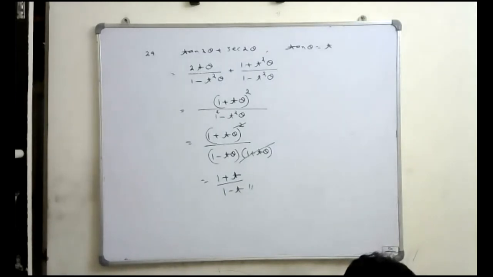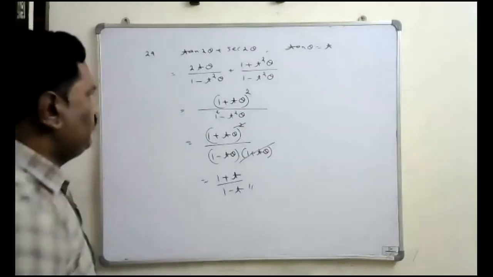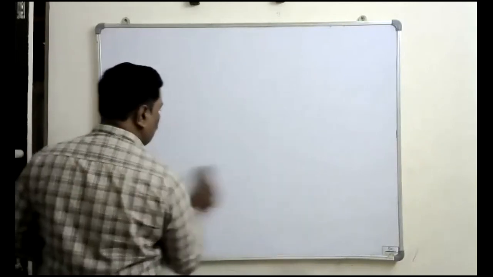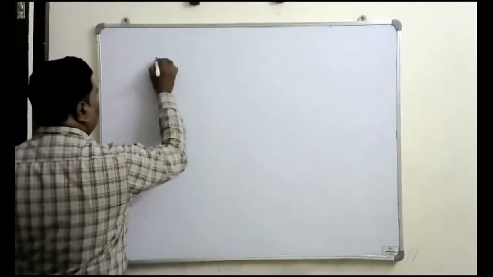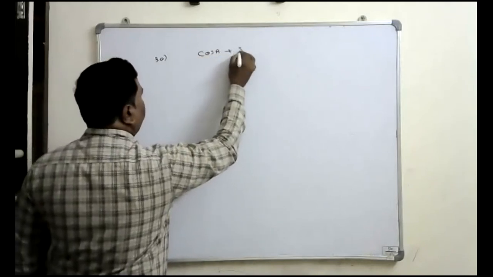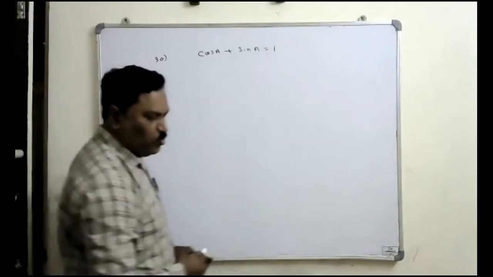Next, look at the next problem. Observe problem number 30. If cos A plus sin A is 1, then what is the value of sin 2A? Just observe this problem. Here it is given that cos A plus sin A is equal to 1. Then we have to find the value of sin 2A.